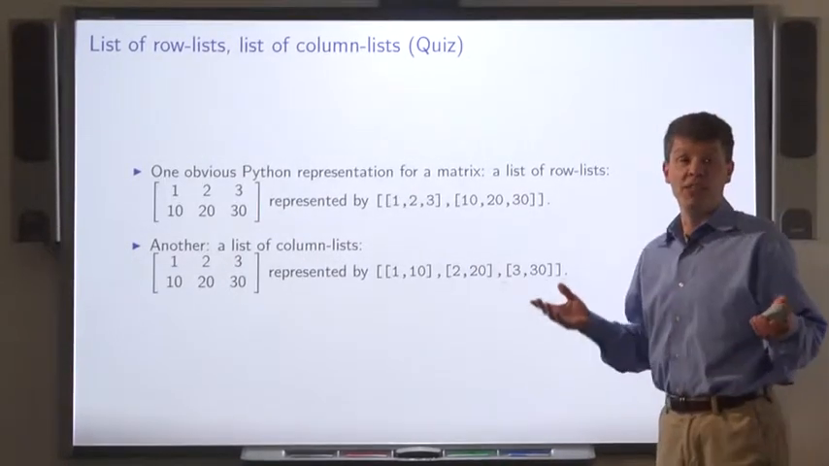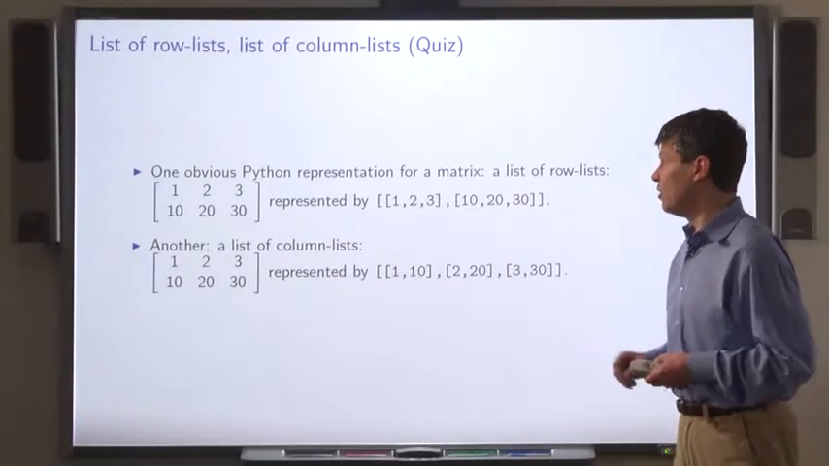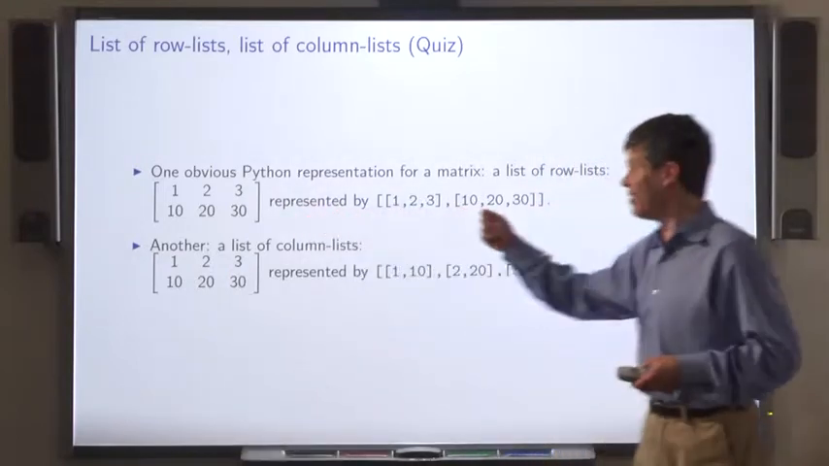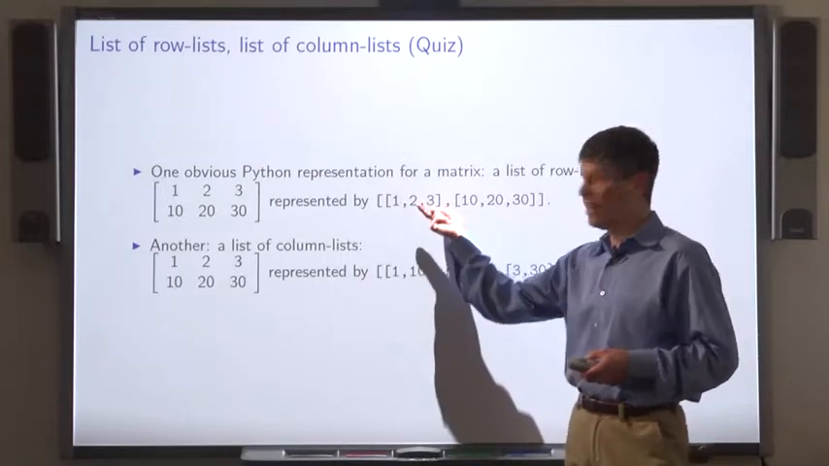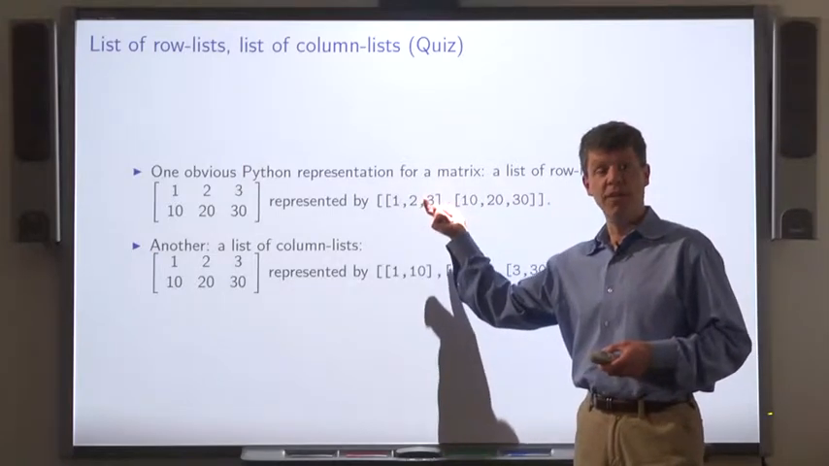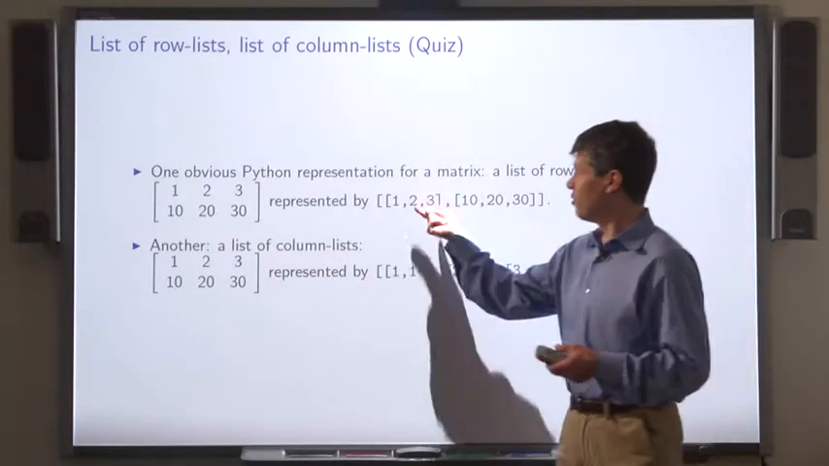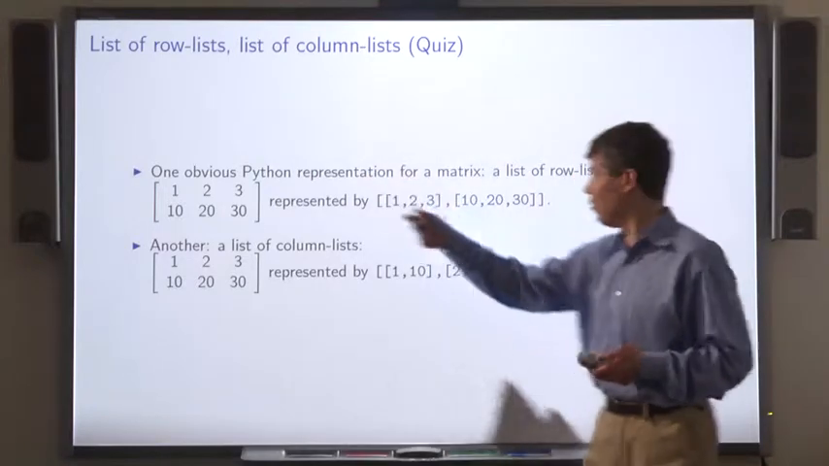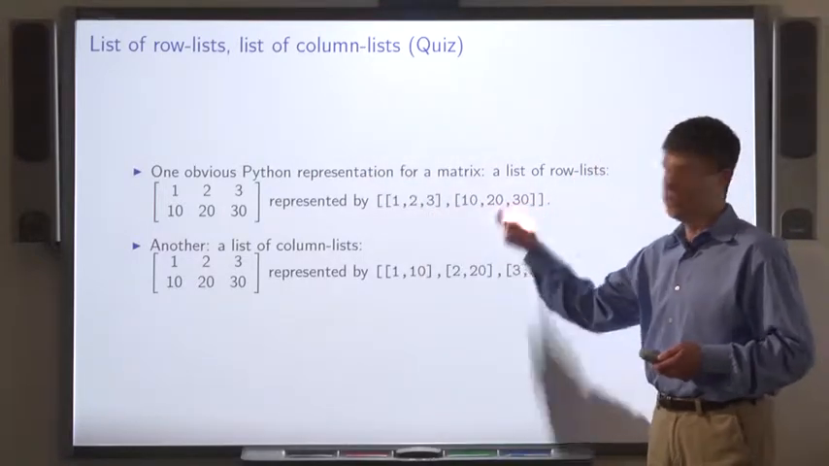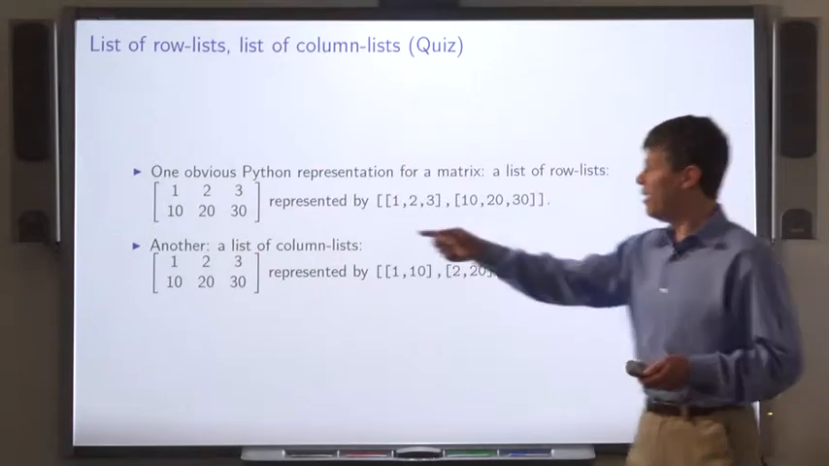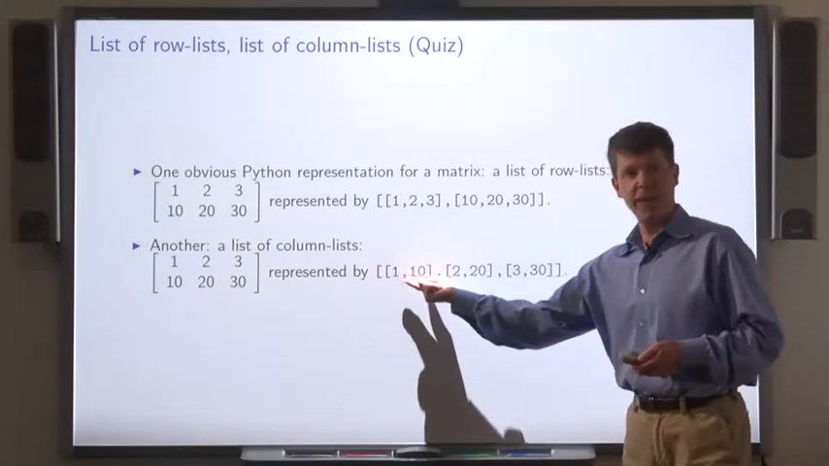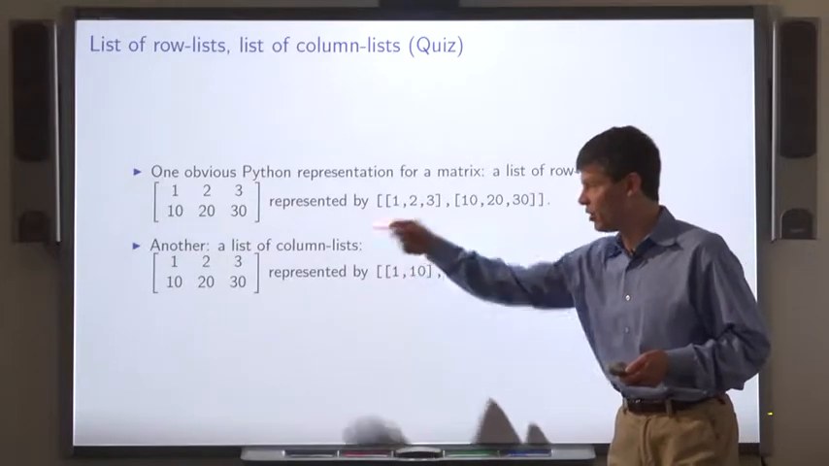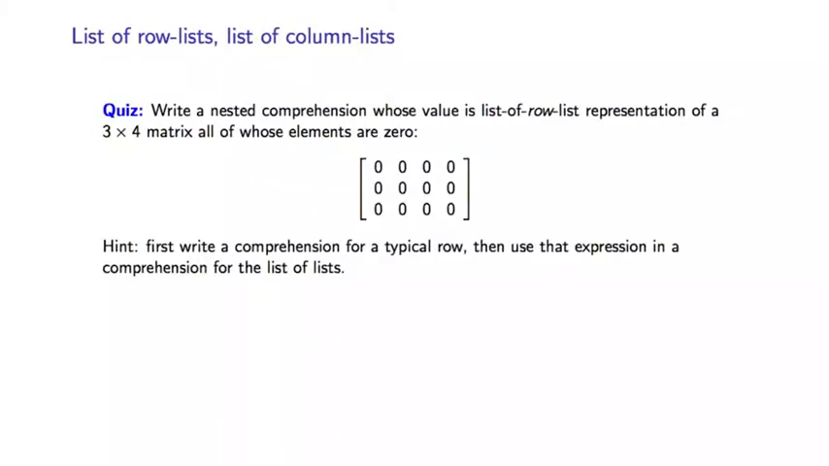And here's an obvious representation for a matrix. We can represent this matrix by a list of lists. Each element of the top level list is a list consisting of the elements of a row. So the first list is 1, 2, 3, the first row. The second list is 10, 20, 30. You could similarly represent this by a list of column lists, where there's one element of the top level list for each of the columns of the matrix.